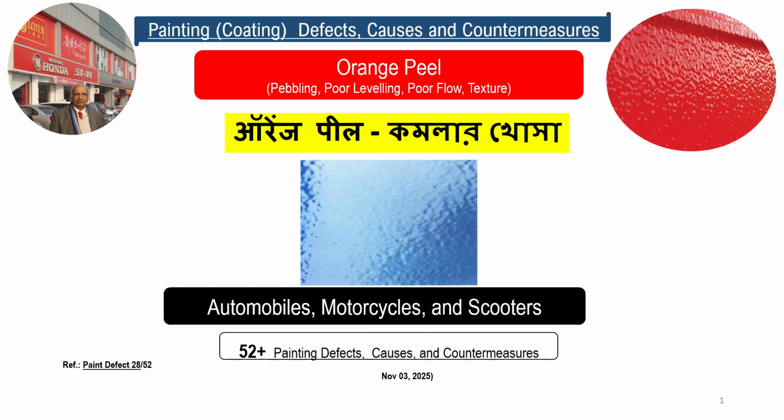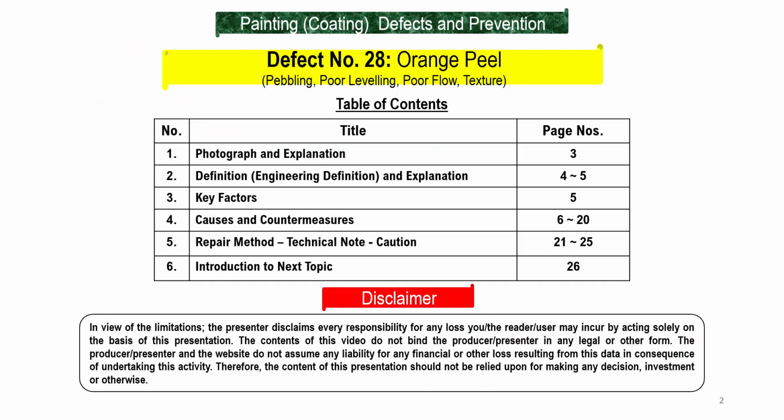Today, our subject of discussion is a very interesting and very important paint defect, and that is orange peel. It may be called fabbling, poor leveling, poor flow, or a texture, commonly found in automobile, motorcycle, and scooter painting. The discussion would include photograph and explanation, definition, key factors, causes and countermeasures, repair method, and finally, introduction to the next topic.